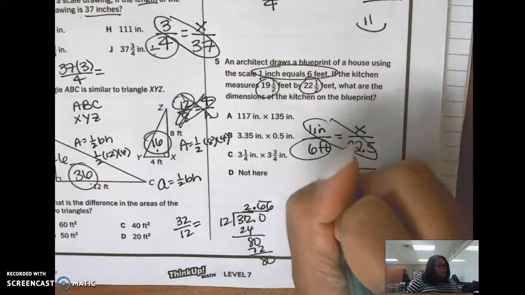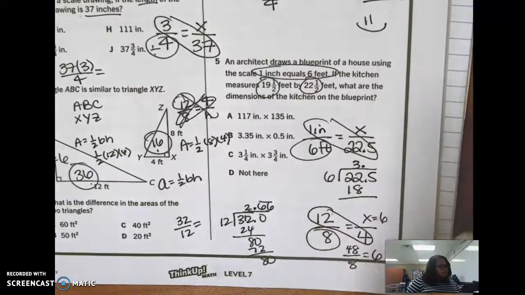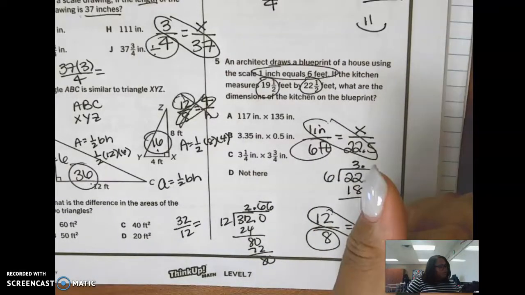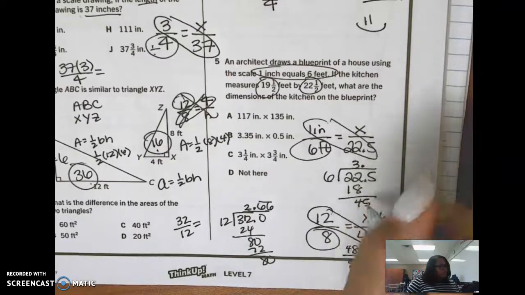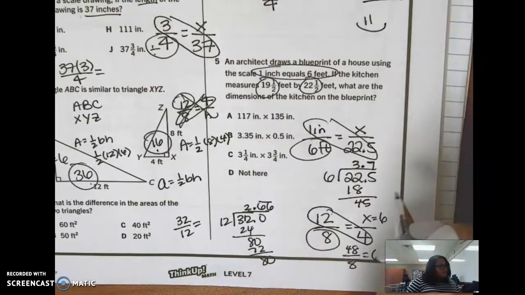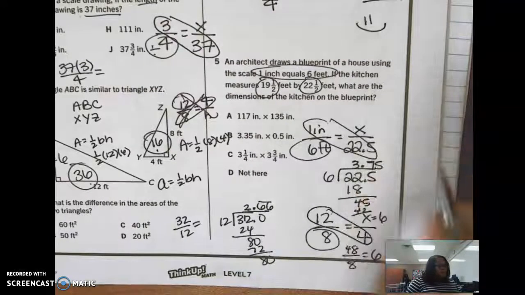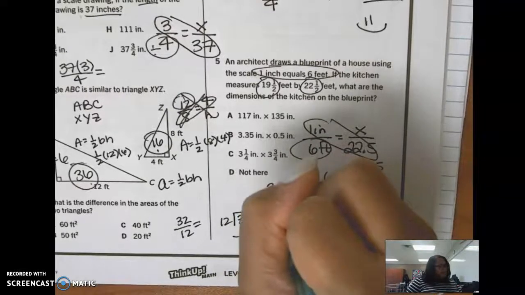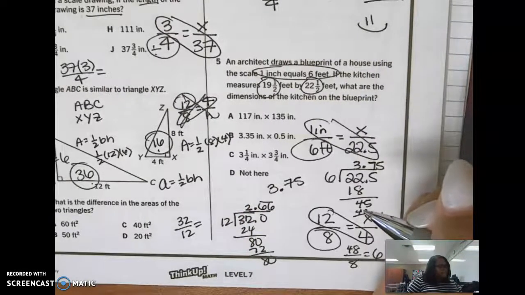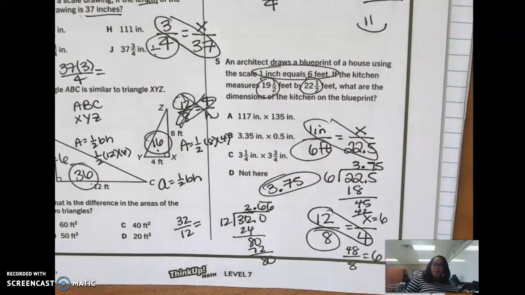22.5 divided by 6. 6 goes into 20 3 times. 18. 45. 6 goes into 45 7 times. 7 times 6 is 42, and that's going to be 3.75. Which answer has 3.75 in it? Yes, 3.75. It's somewhere in there. Good luck.